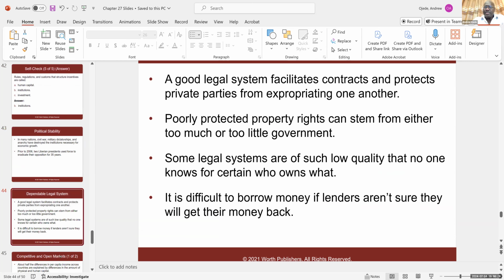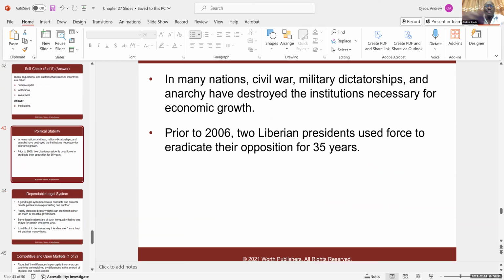So in many nations, civil war, military dictatorships, and anarchy have destroyed the institutions necessary for economic growth. If you have a dictator who steals most of the public funds for their own self-interest agenda, then the country is bound to fail. Roads are not built. Other critical institutions of government are not built.